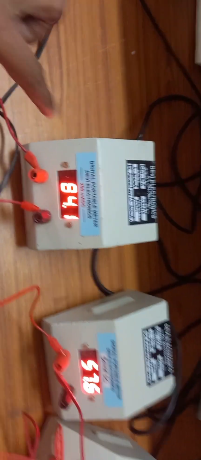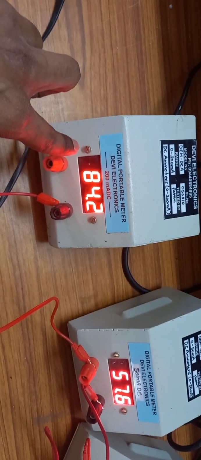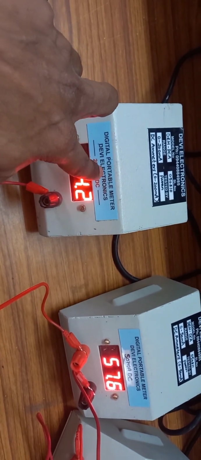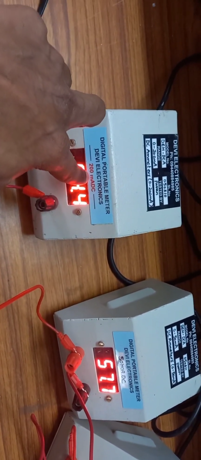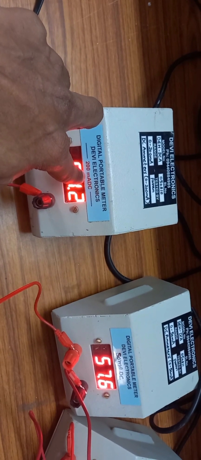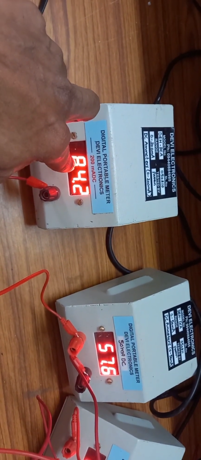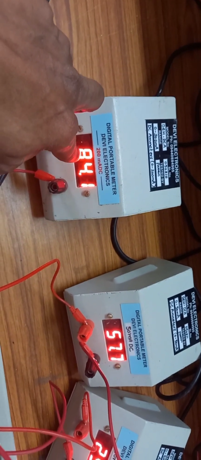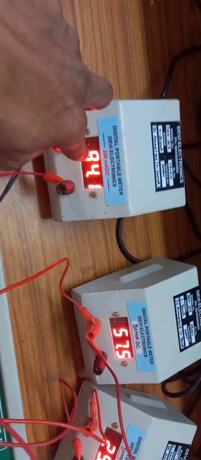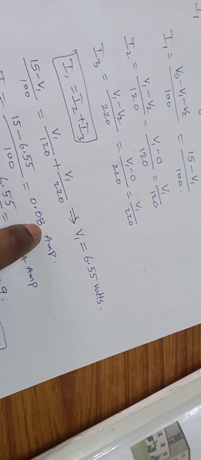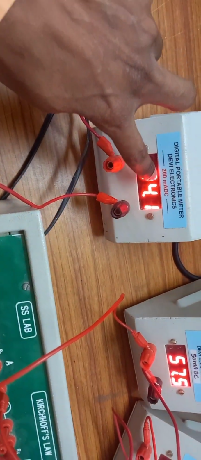Then you remember here, in the first ammeter we got 84.3 into 10 to the power of minus 3. I already said that. Because this one is a milliammeter, whatever value we get here we take into 10 to the power of minus 3, which means we can get 0.084. So that value we got for the first ammeter, I1 current, 0.084.